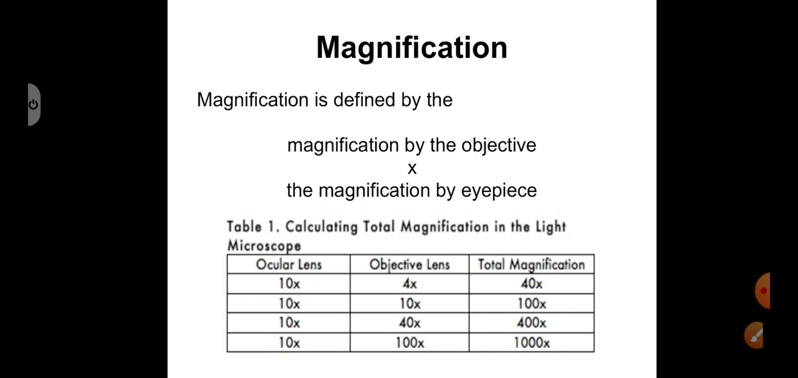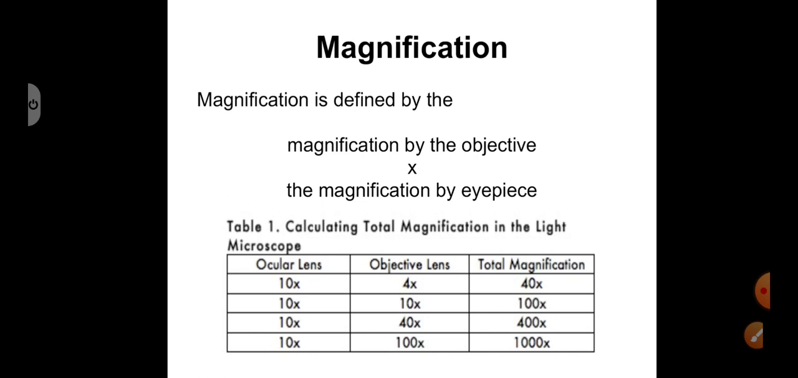Say using an objective lens with 10x, the total magnification is 100x. So it's a product of 10x of objective and 10x of ocular lens, which is producing a total magnification of 100x. If you're using an objective lens of 100x, the last one below, the total magnification is 100x into 10x of the ocular lens, which is 1000 times magnification, which is produced by a bright field microscope.